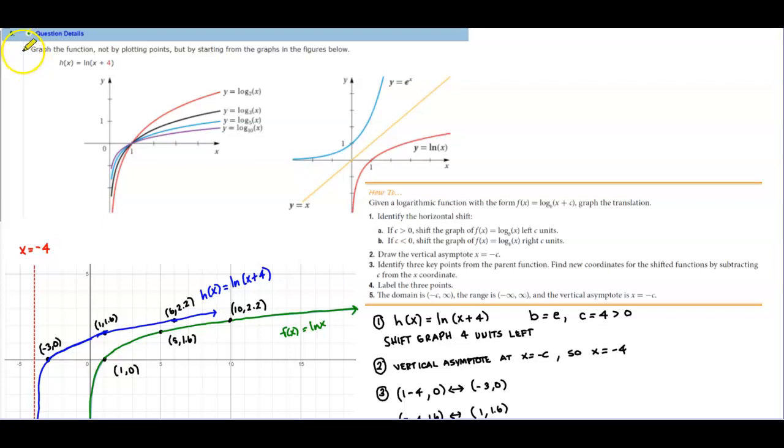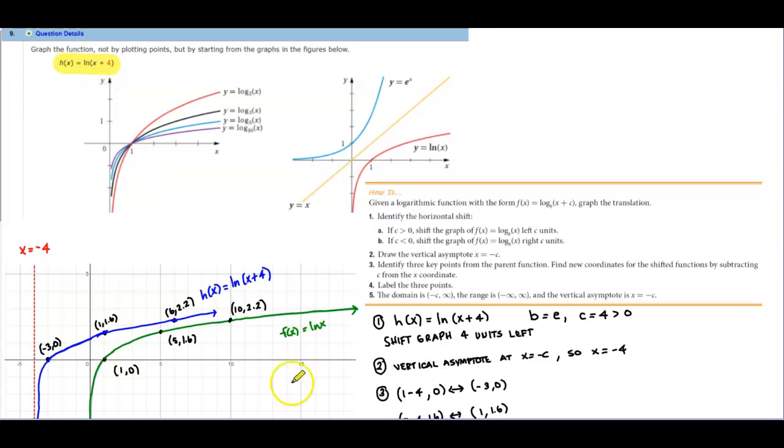In example 9, section 6.4, we want to graph the function not by plotting points, but by starting from graphs in the figures below, then plotting the points. Okay, so the graph given is h of x, which is equal to the natural log of x plus 4. So what we need to do is graph the parent function to this.